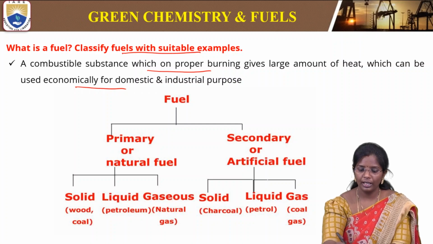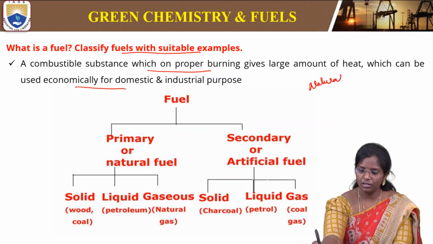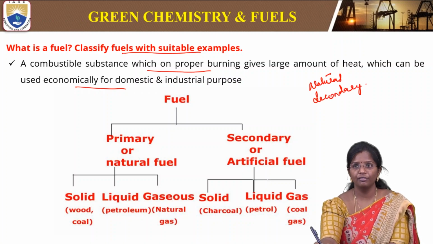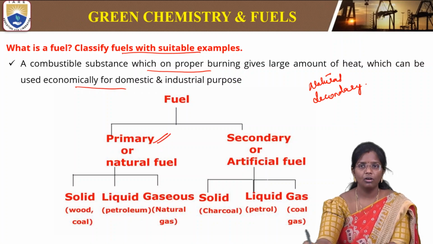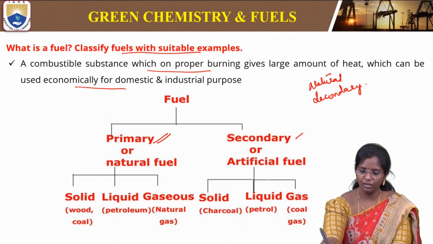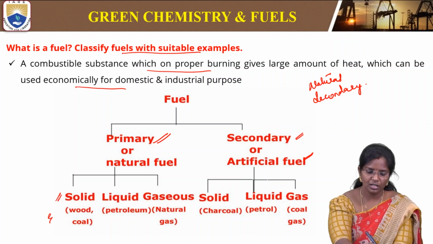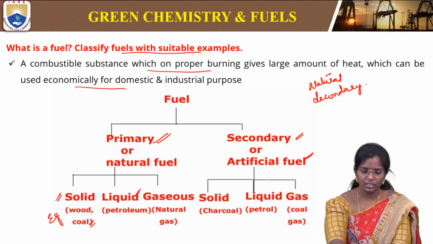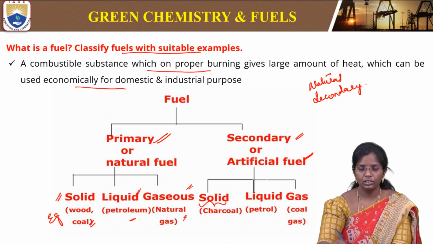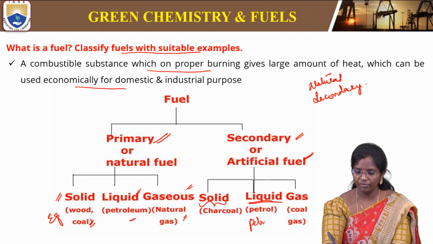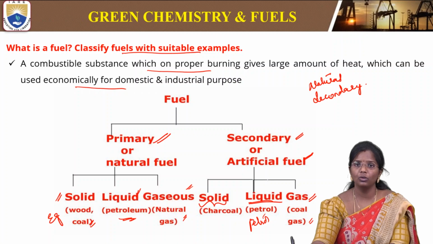So fuels in general are of two kinds: natural fuel, which is already present, and secondary fuel, which is the derivative of natural fuel, the artificial fuel. The natural fuel is also called primary fuel, and the secondary fuel is the artificial fuel. Natural fuels, for example, solid: wood, coal; liquid: petroleum; gaseous: natural gas. Artificial fuels: for solid state it is charcoal, liquid petroleum. So from the crude oil, petroleum is obtained, and the gas is coal gas, which is obtained from coal processing.